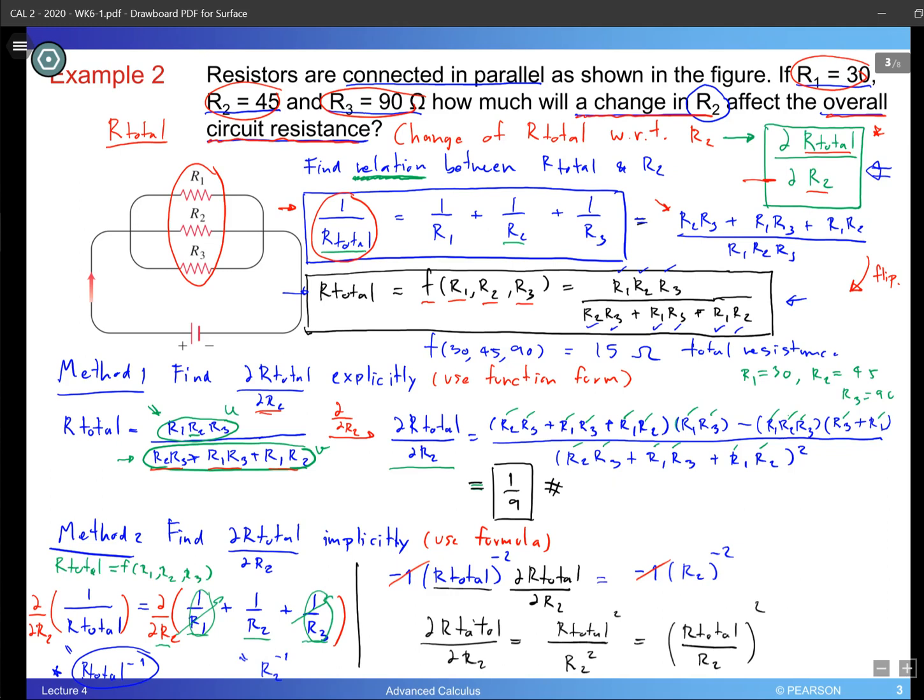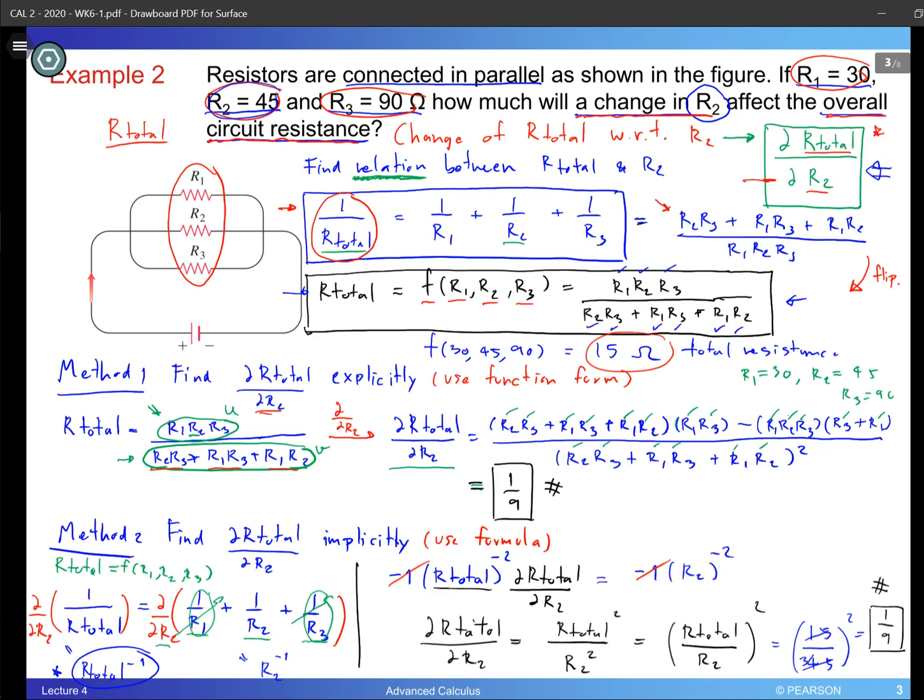Alright, I know that R total is equal to 15 ohm, so I can use that. This is going to be equal to 15 divided by R2, which is given to us as 45, to the power of 2, and this is equal to 1 over 3. Alright, 1 over 3 squared is going to be equal to 1 over 9 as the final answer, and as you can see, it's the same as method 1.